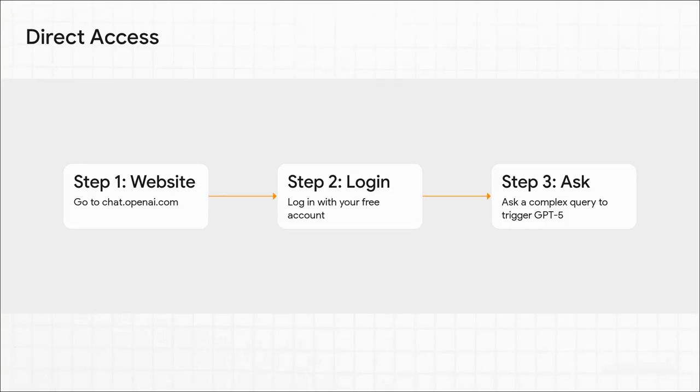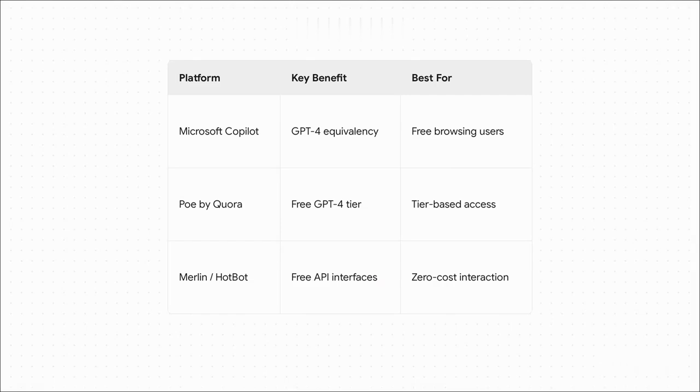Getting in is actually way simpler than you'd think. Just head over to the OpenAI website and log in like you normally would with your regular free account. Now, here's the trick. The system is smart. It's designed to automatically kick into GPT-5 mode whenever it senses a really complex question. You don't have to look for a secret button or anything. It just works.